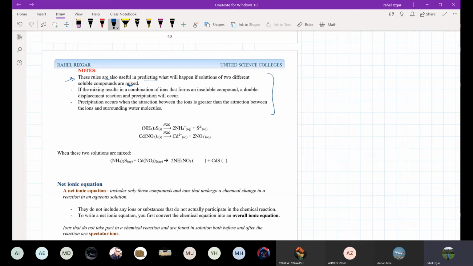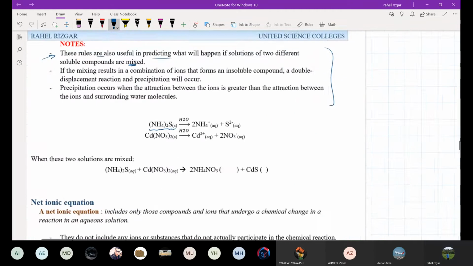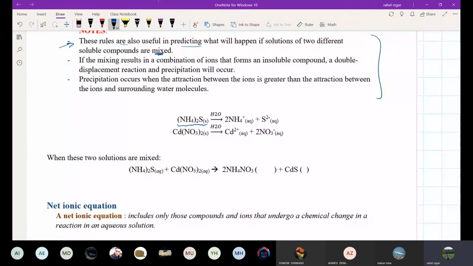From now on, if something is soluble like this, so this is solid, all right, all ionic compounds are solid before they get dissolved.